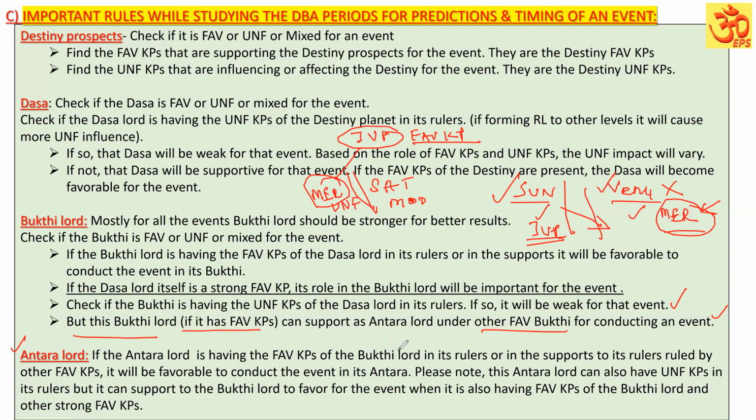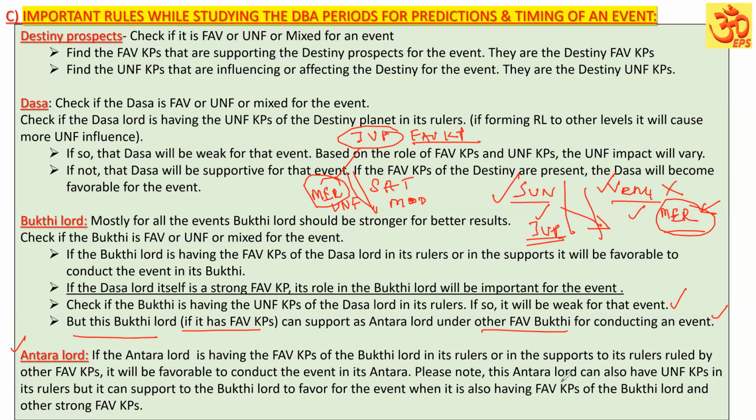Suppose the Antara Lord, in the star level and sub level, can have the favorable key planets of the Bhukti Lord directly, or the favorable key planets of the Bhukti Lord can be in the support of the Antara Lord's rulers, provided that the Antara Lord's rulers are having favorable key planets. Then it will be favorable to conduct the event during its period, during its period as Antara Lord.